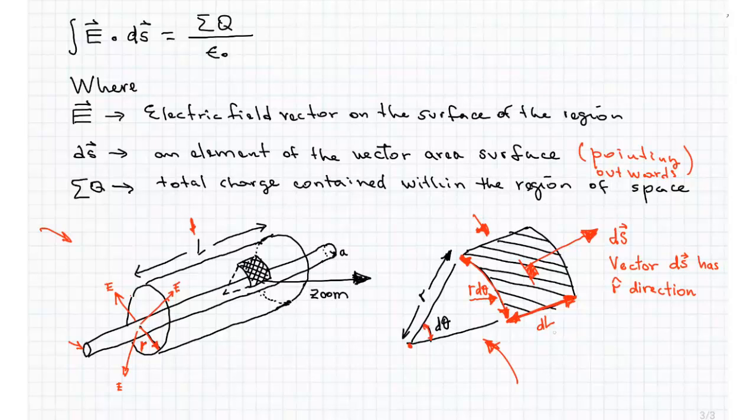And here we have the element dl. So basically the vector ds has our radial direction and is pointing outwards of the surface. Its direction makes an angle of 90 degrees with respect to the surface. All right, so now we can write the following.